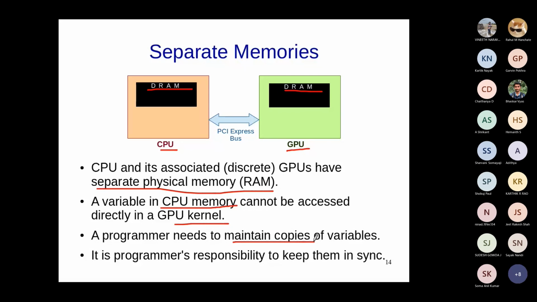And contrast it with OpenMP, where you don't have to really worry about these copies because all the threads are essentially sharing the RAM. So for shared memory systems, this is not going to be a problem, whereas in some sense a distributed system is always going to have this issue of maintaining copies as well as keeping them in sync.